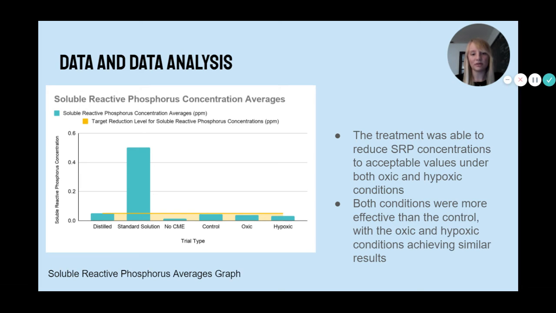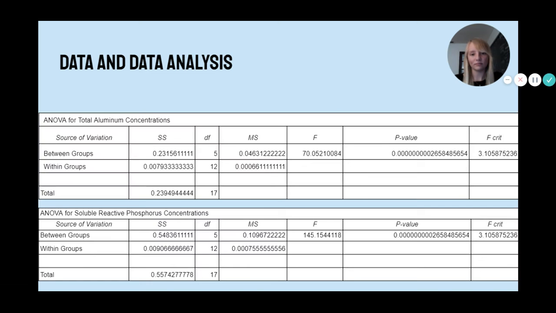All dual treatment trials were able to reduce the SRP concentration below the maximum allowed limit, with disruptions not being significant enough to push the SRP concentrations outside of that allowed limit. In this case, the oxic and hypoxic trials had similar results in reduction and actually showed an improvement in the success of the treatment's ability to reduce SRPs.